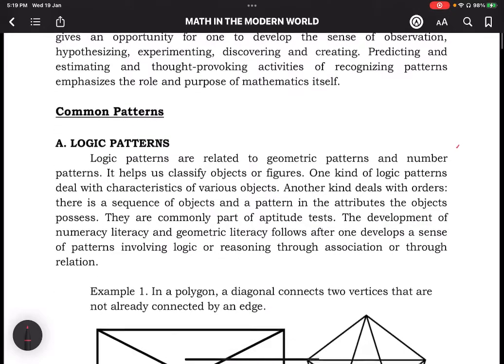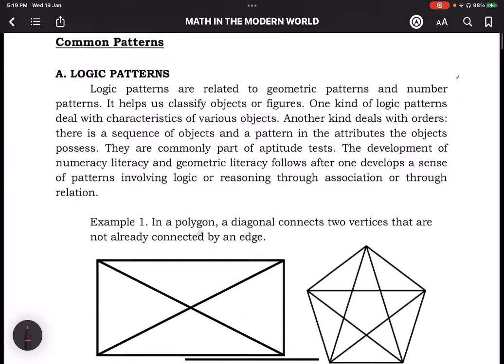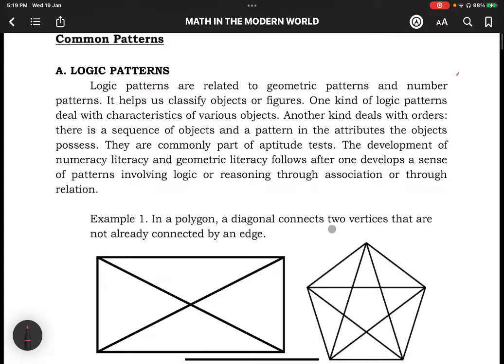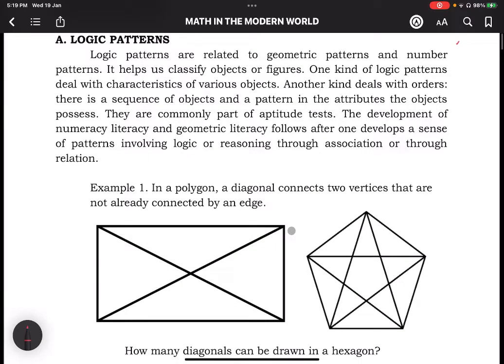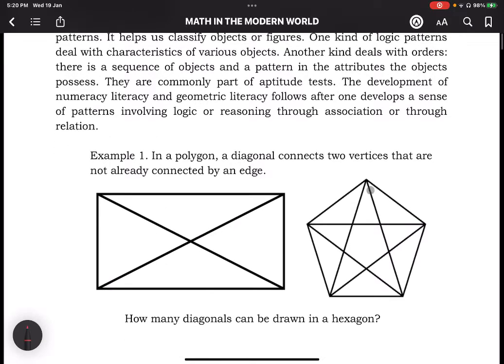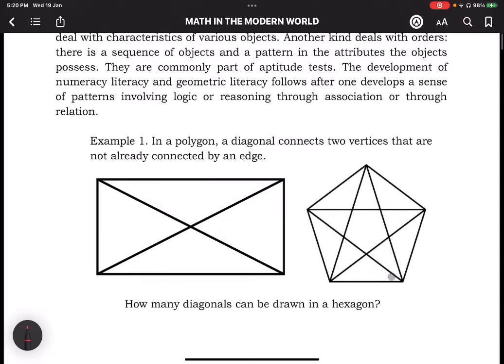So what do we mean by that? For example, in this polygon, a diagonal connects two vertices that are not already connected by an edge. So pag sinabing vertices, yung kanyang dulo, yung corner, yung mga hindi pa raw nako-connect ng edge, no? So we connect them and we form diagonal connections. The same way with the shapes. If we connect the vertices, then we can have this star shape inside this hexagon.